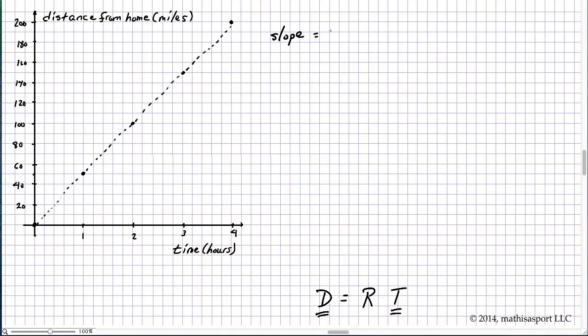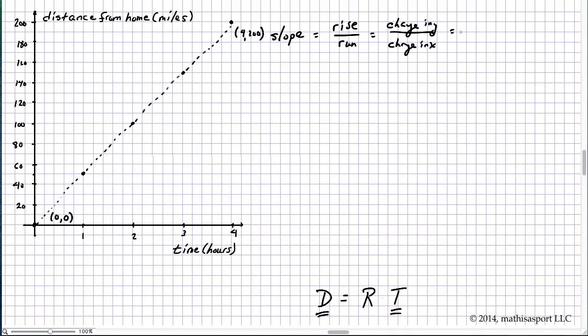It's traditionally written as a fraction, which is the so-called rise divided by the run. And by rise, what we really mean is the change in y, or the vertical axis, divided by the change in x, or the horizontal axis. So what's the slope of this line? Well, this point here at the end would be 4, 200, 4 hours, 200 miles. The beginning is 0, 0.